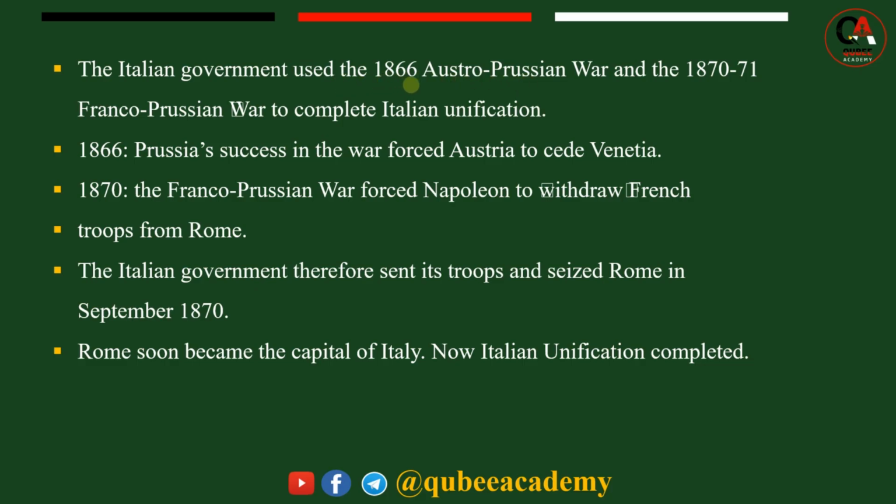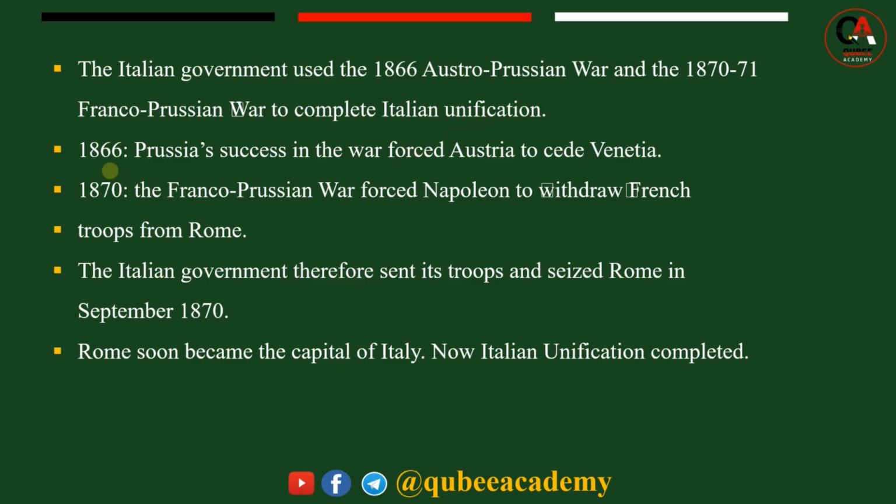In 1866, the Austro-Prussian War was fought between Austria and Prussia. Prussia means Germany. Italy and Germany were dominated by two important foreign powers before unification: Austria and France. The Italian government used the 1866 Austro-Prussian War and the 1870-71 Franco-Prussian War to complete Italian unification.